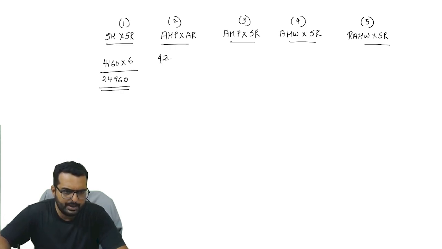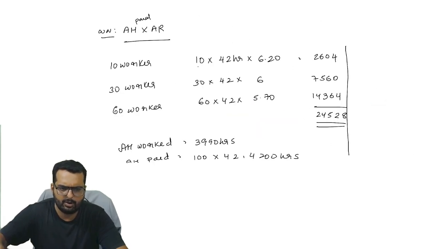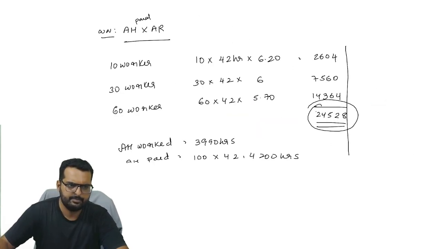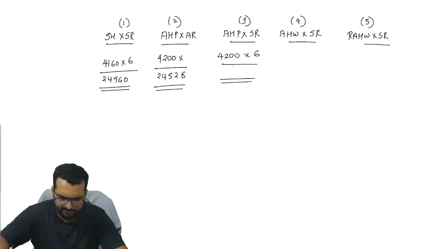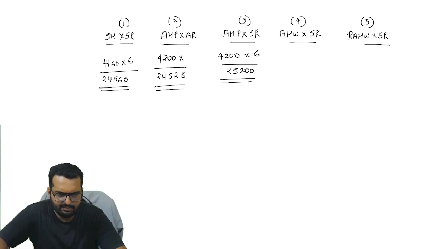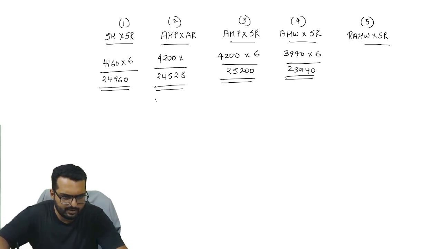Actual hours for which payment is made was how much? 4,200 into a particular rate. Total we got the answer as 25,528. This answer we got somewhere over here. Yes. Okay. After this, actual hours paid is 4,200 into the standard rate. Once we did like this, we got the answer as 25,200. And then we did actual hours worked, 23,940.